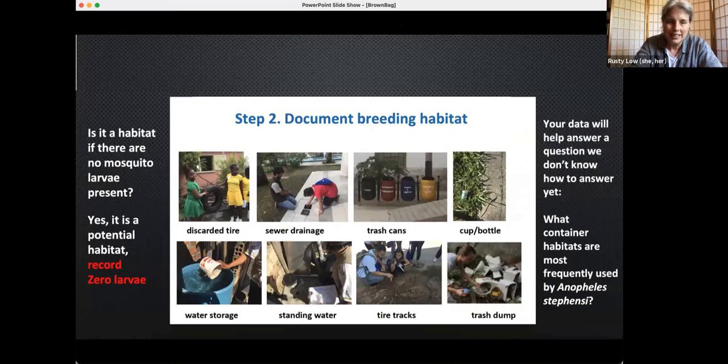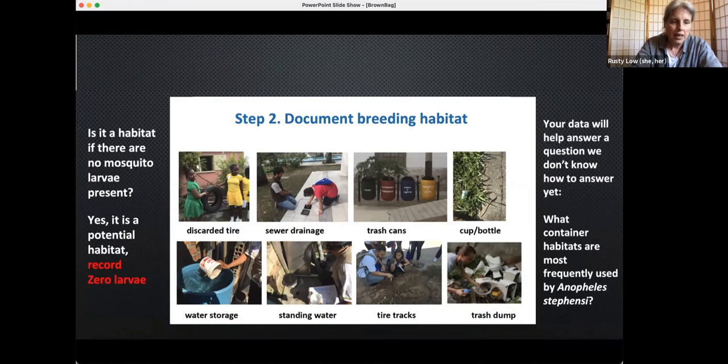So I just threw this in to show you that these habitats are everywhere. And once you start looking for them, you'll find them in all kinds of places. These are some of the places that we have found doing field work. Some of them are unusual. Some of them are sort of predictable.